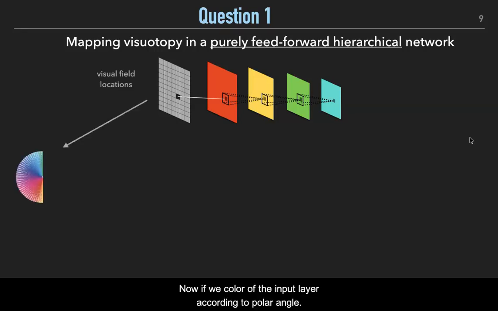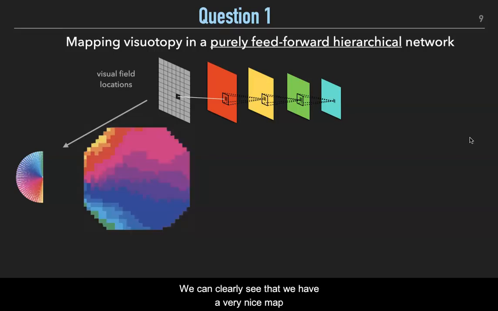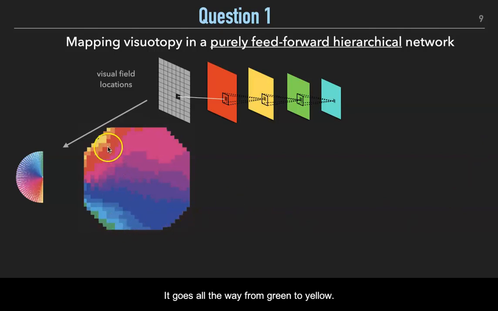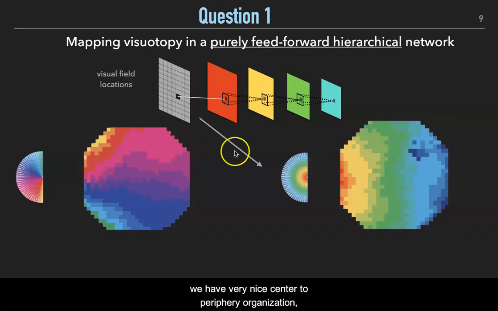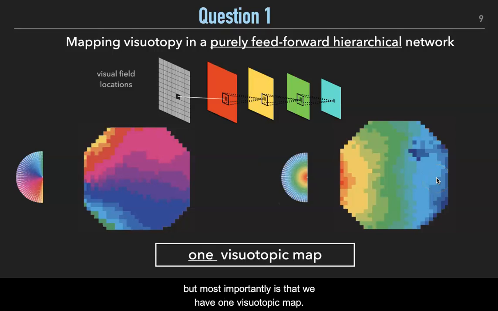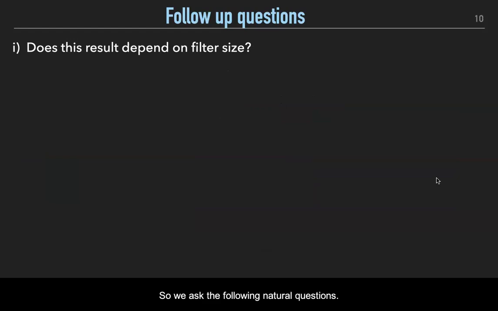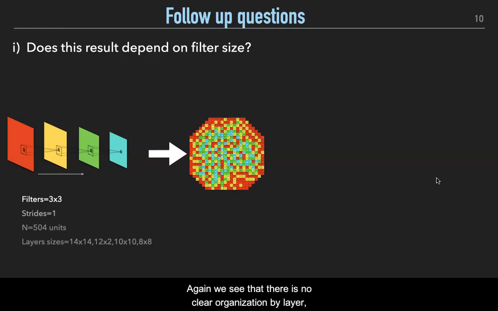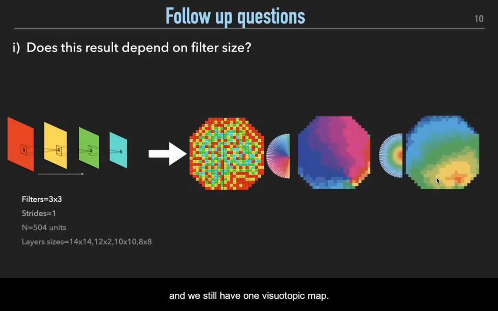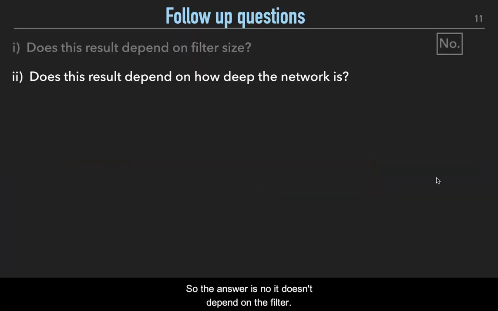Now, if we color the input layer according to a polar angle, we can clearly see that we have a very nice map. It goes all the way from green to yellow. If we color it according to the eccentricity, we see that we have very nice center to periphery organization. But most importantly is that we have one visuotopic map. So we ask the following natural questions. Does this result depend on the filter size? This is a network with a bigger filter size. Again, we see that there is no clear organization by layer, and we still have one visuotopic map. So the answer is no, it doesn't depend on the filter.